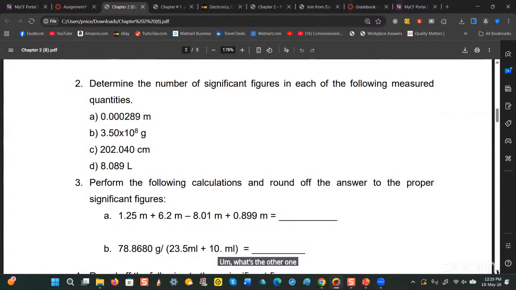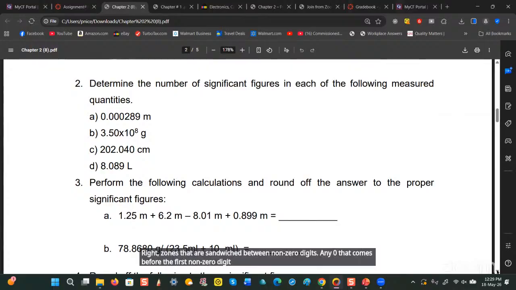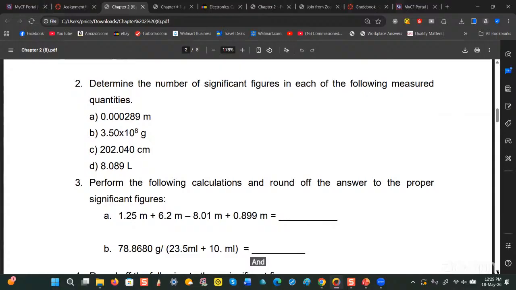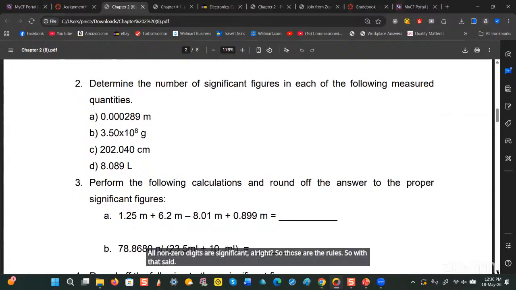What's the other one? Sandwich zeros are significant, right? Zeros that are sandwiched between non-zero digits. Any zero that comes before the first non-zero digit will not be significant. And I think the other rule is that all digits from 1 to 9, all non-zero digits are significant. All right, so those are the rules. So with that said, in number 2A, how many significant digits are represented in this number right here?